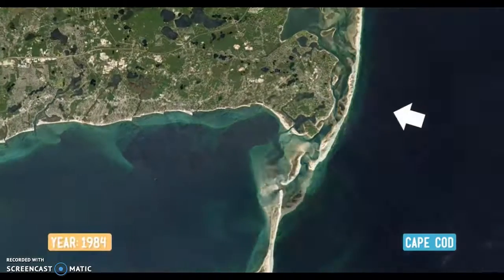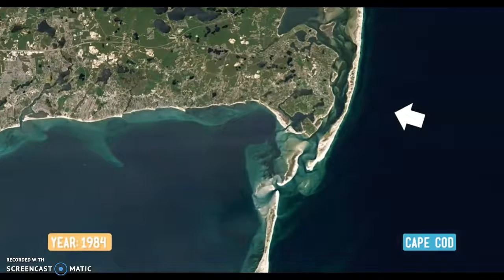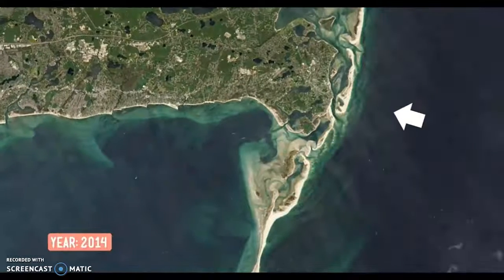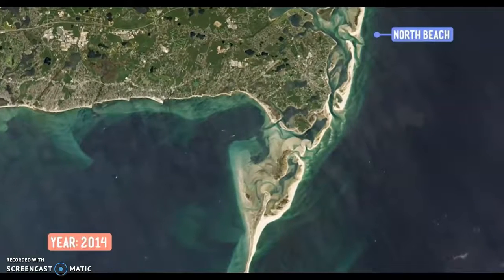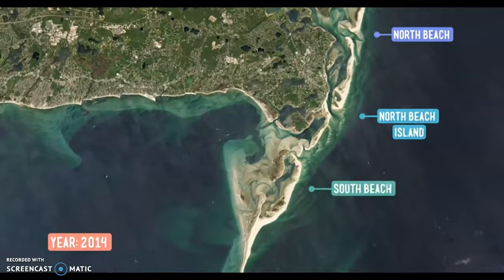Back in 1984, that long strip of land was North Beach. Now, that strip of land has been chopped up into separate islands. The top part is North Beach, the middle area broke off into North Beach Island, and the bottom part is now called South Beach. So, how did that happen?